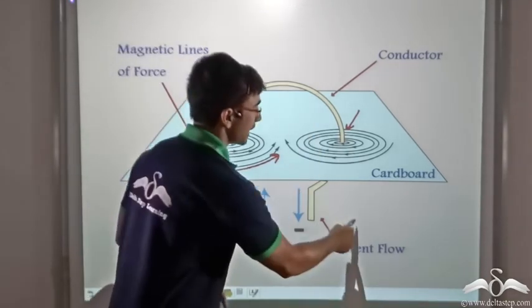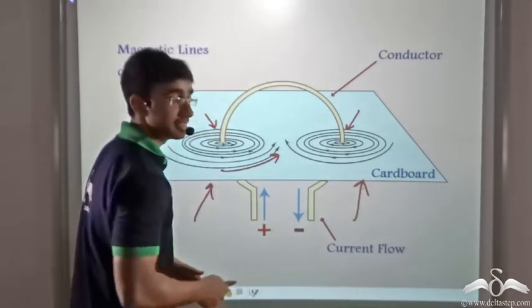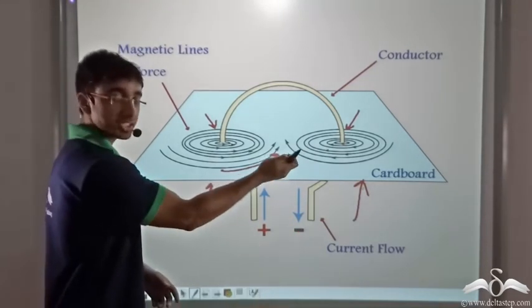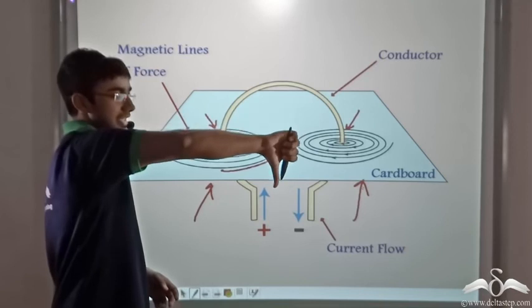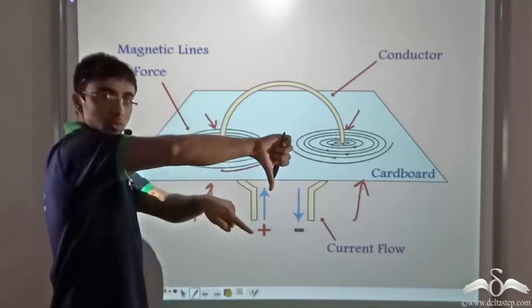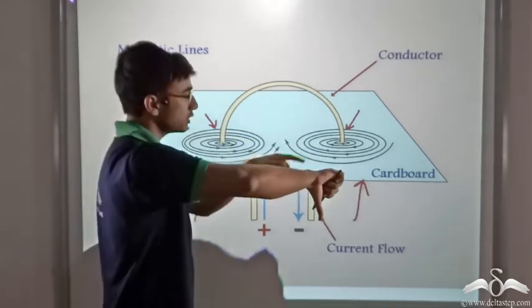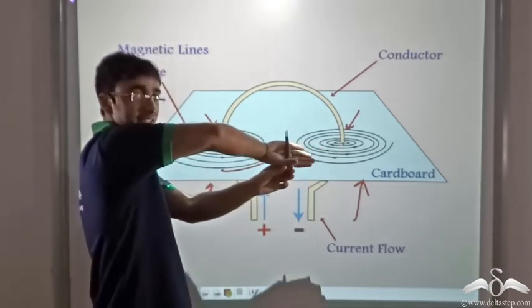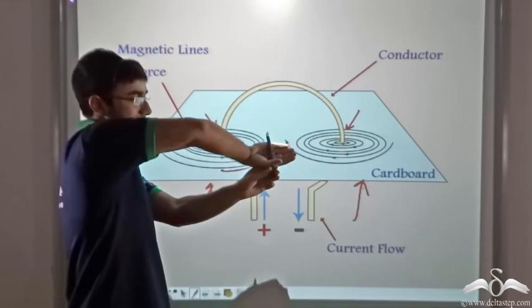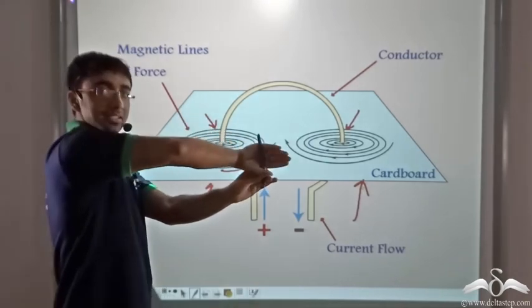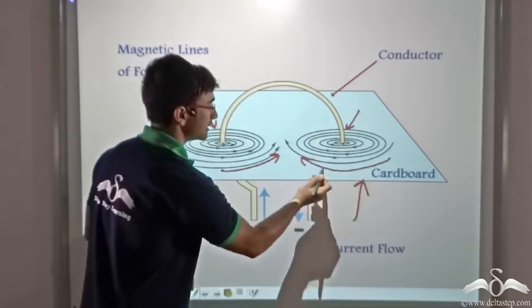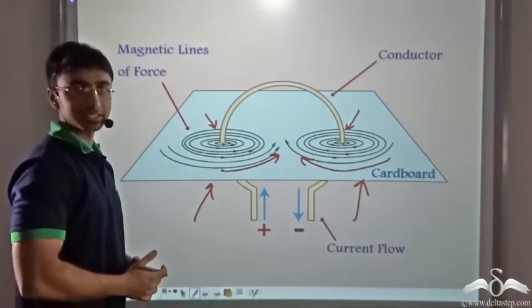Similarly, if I apply the right hand thumb rule at this point, I will find that current is flowing in the downward direction. So I consider my thumb in the downward direction. So now you will notice that my fingers are encircling in this direction. So this direction gives me the direction of the magnetic field lines. As you can see, this is the direction of the magnetic field lines.